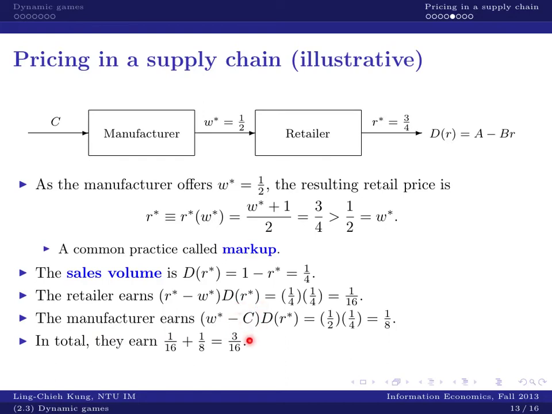Here C is 0, and W star times D of R star will be 1 over 8. In total, their total profit will be 1 over 16 plus 1 over 8, which goes to 3 divided by 16. Okay, so that's the end of solving this game.